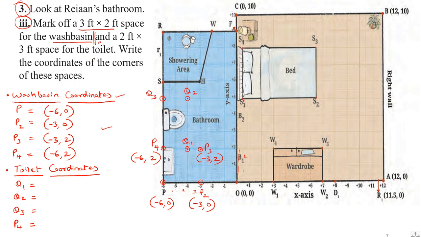Now we will see further: a 2 by 3 feet space for the toilet. We have to write the coordinates of the corners of these spaces. 2 by 3 feet means from here to here 2, and like this 3. I have kept P4 only, I am not changing the name. So Q1, Q2, Q3 and P4 are the coordinates for the toilet.